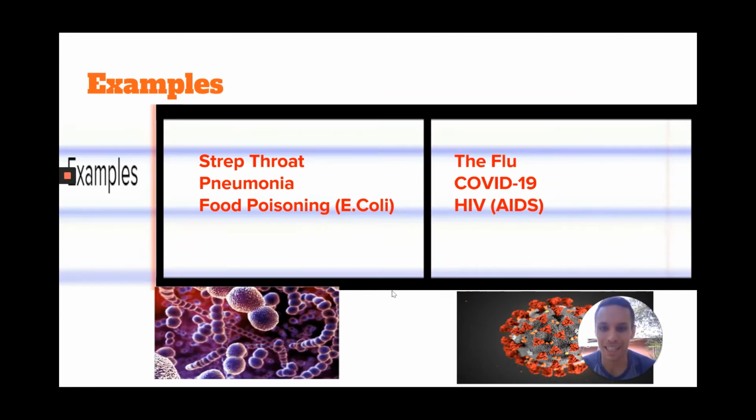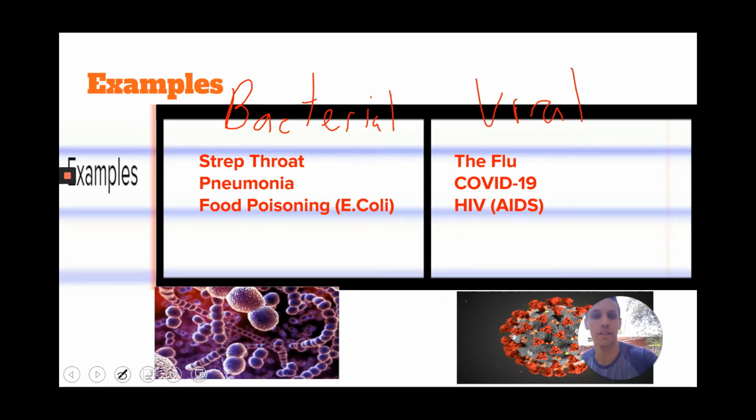All right, so let's get into some examples of bacterial infections versus viral infections. Bacterial infections are on the left side, and then viral, those are on the right side. I want you to go ahead and copy this in. When you're done, click continue.